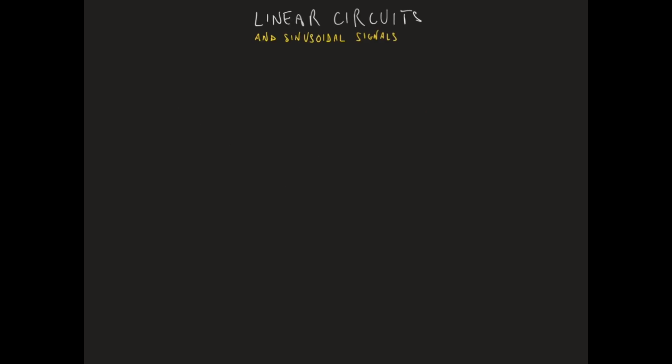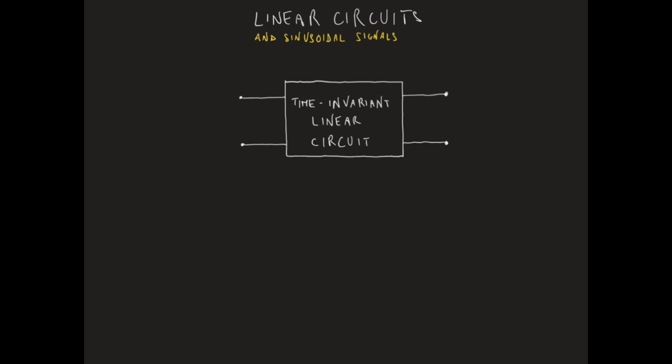We will now get deeper into the properties of linear circuits, which we have already partially introduced in the video lecture about sinusoidal circuits. We will in particular discuss the properties of time-invariant linear circuits. These are linear circuits whose parameters remain constant with time. From now on, I will refer to these circuits simply as linear circuits, implicitly assuming that they are also time-invariant.